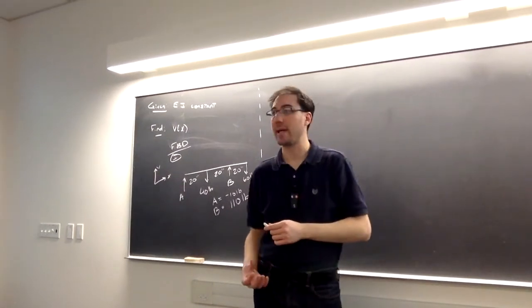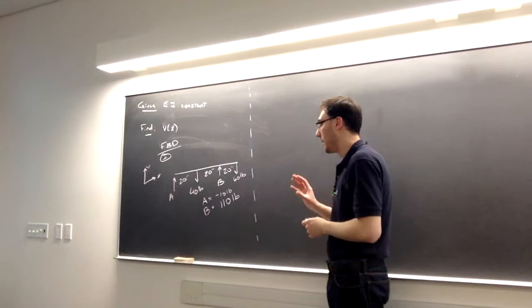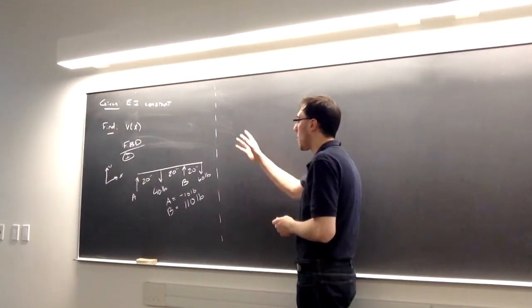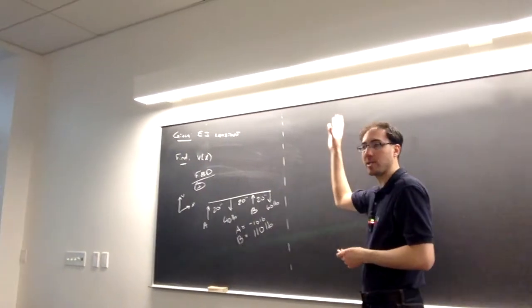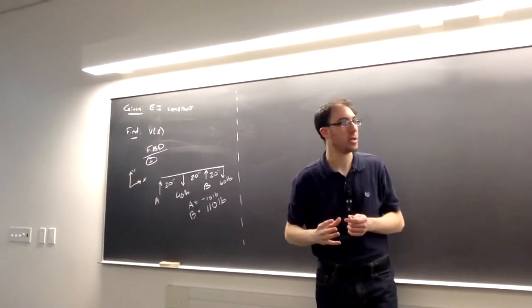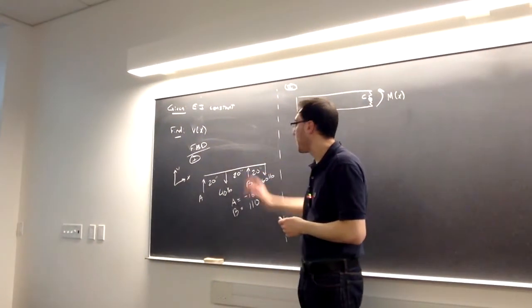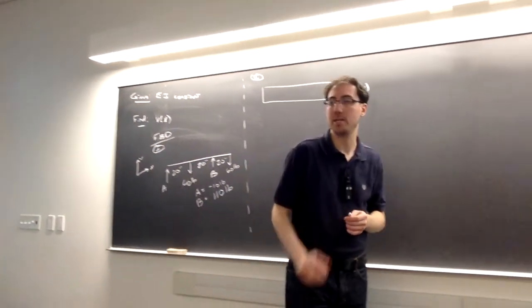Now we make the internal cut so that we can get our M of X term. Again, we're making our picture at the extreme right, but we're using it as a representation to get M of X in general. So I'm cutting it right before that 60-pound force, just to the left of it.